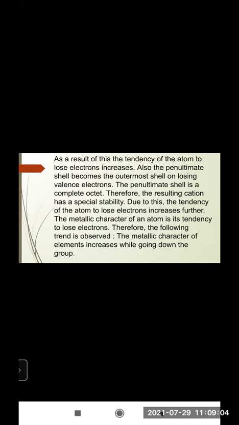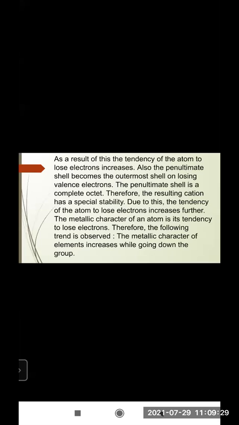First and most important, metals have a tendency to form cations by losing their valence electron, and this property is called electropositivity, right? And electropositivity is the metallic character of that element. And third, in short, the metallic character of the element increases while going down a group. Clear? So this is about group.